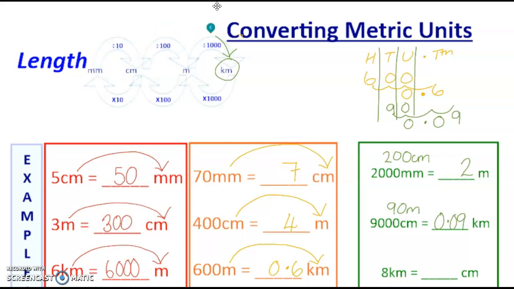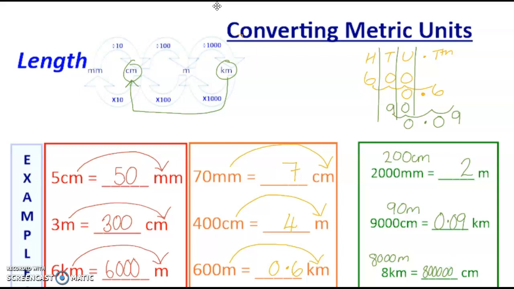And then the last one is 8 kilometres into centimetres. So we're going along the bottom. And again, I'm doing that double jump, going from kilometres to centimetres. So the first thing I have to do is times by 1,000 to get into metres. So 8,000 metres. And then times by 100 to get centimetres. So 8,100 centimetres.